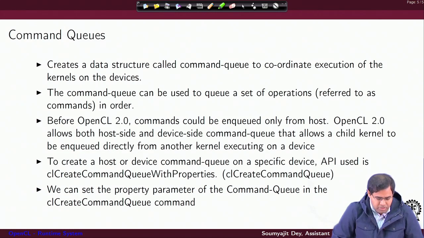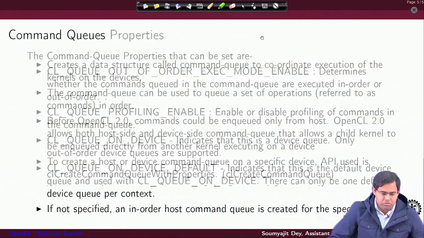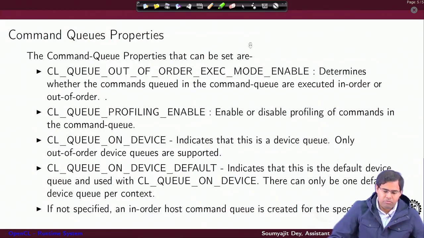We'll see all those. Now you can also set the properties parameter of the command queue in the clCreateCommandQueue command, like what kind of execution will be supported. So this is just a basic introduction to this structure called command queues. Now what are the properties that are supported? For example, you can enable the property CL_QUEUE_OUT_OF_ORDER_EXEC_MODE_ENABLE. If you set this, the commands in the command queue will be executed out of order.